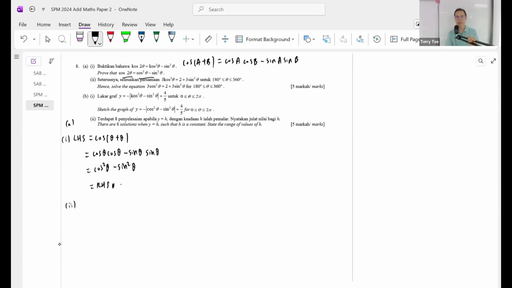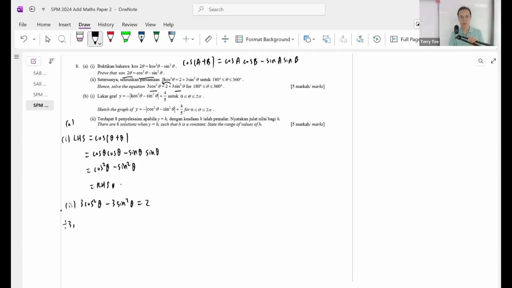All right, that is Roman 1. Let's look at Roman 2. Hence, solve this equation. When you say hence, it means you're going to use the result from number one. Notice that there's a 3 cos squared on the left, and there's 3 sine squared on the right. If you bring the sine squared to the left, you get 3 cos squared theta minus 3 sine squared theta. The result is 2.